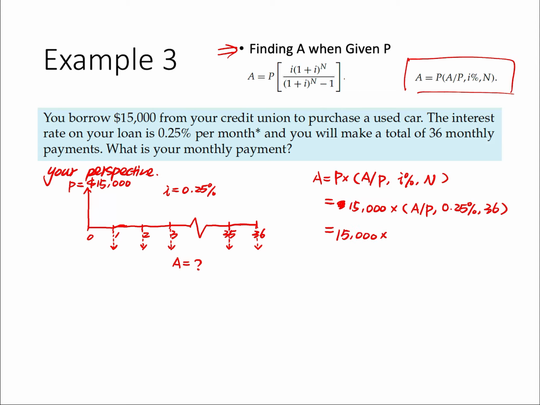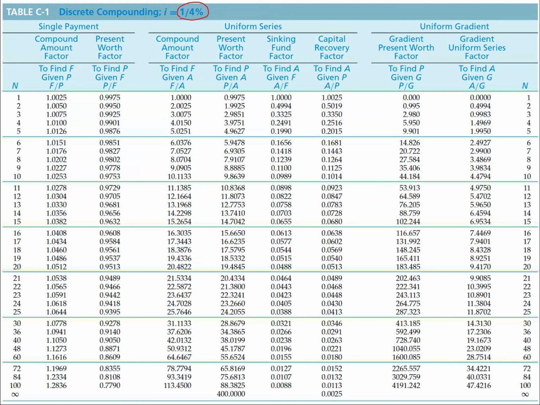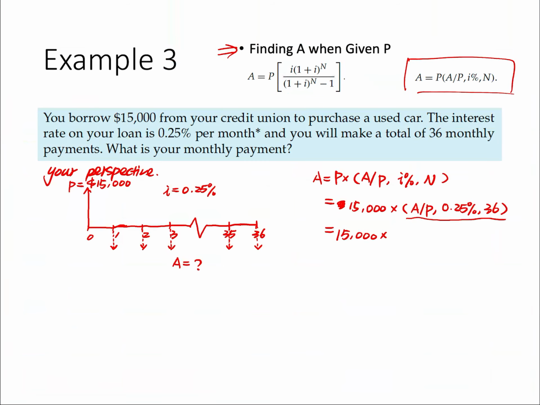Now you need to find the table in Appendix C and find this factor. Okay? So that table is here. 0.25% is a quarter, okay? And then you want to find out A given P, so this is the column. And how many periods? 36. Okay, so this is the factor you want to use. And that factor is 0.0291, which is 436.5 per month. So that is your monthly payment to that loan, okay? Which is very useful.